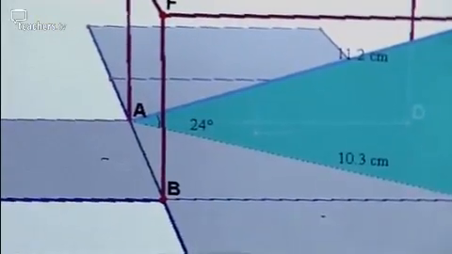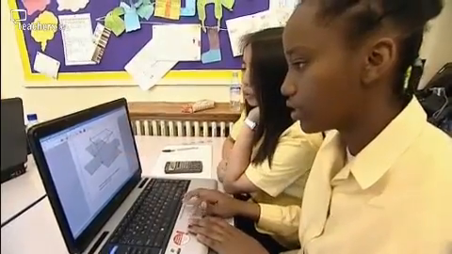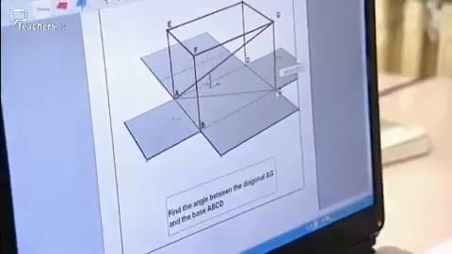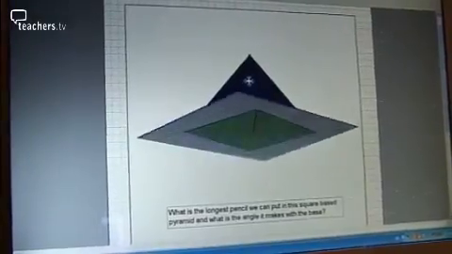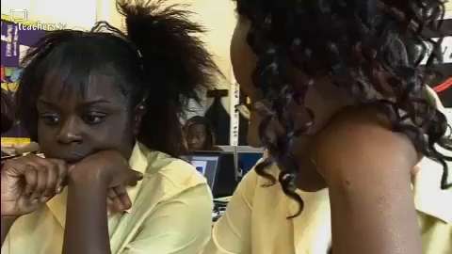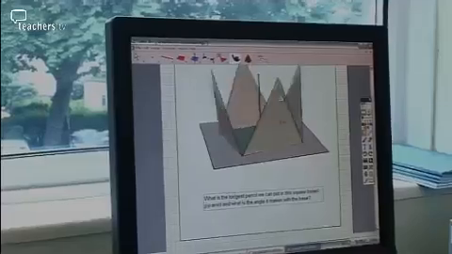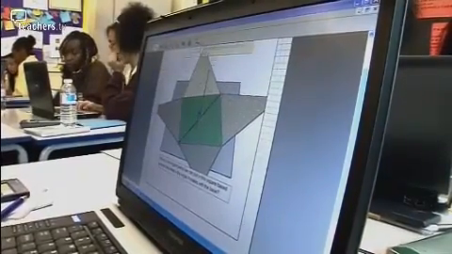How would you check that this was the right angle? Do another line there. Yeah. Segment. Some pupils move on to work out the longest pencil that would fit into a square-based pyramid. Oh, first we have to open it. How about this one? Do we think that's going to be longer than maybe something coming down from the top? Let me try.